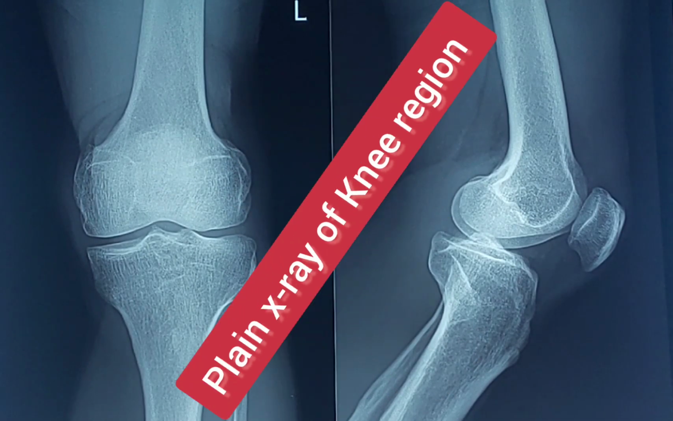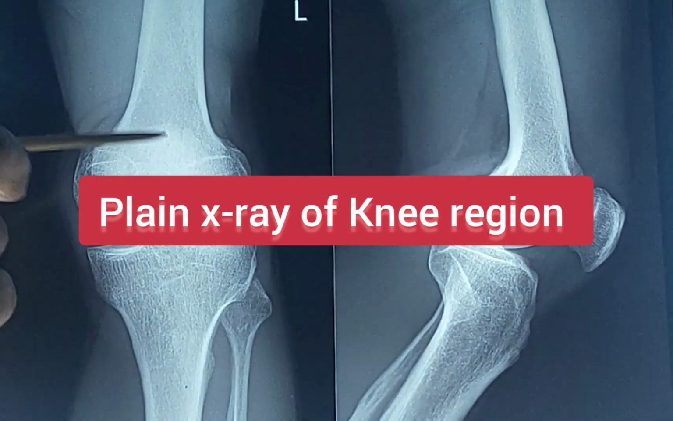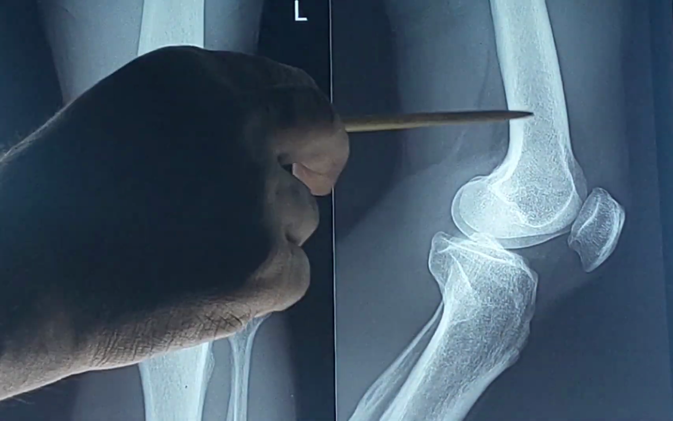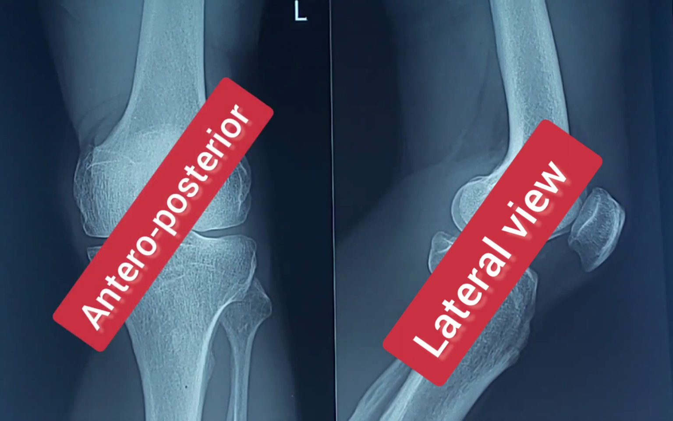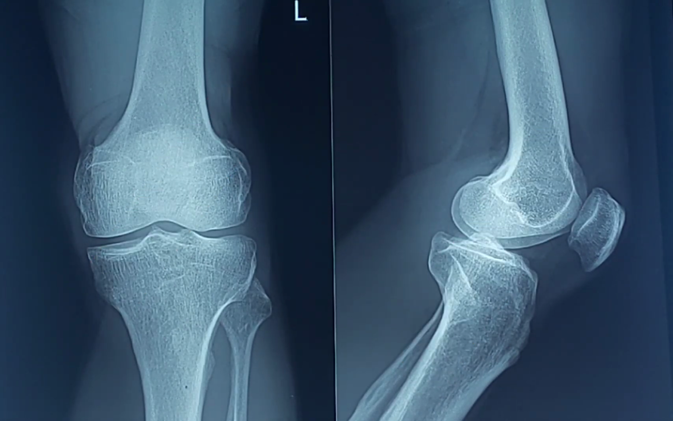Hello students, now I will show you another X-ray plate. This X-ray film is the X-ray of the knee region. This is in anteroposterior view and this is in lateral view, and both are plain X-ray or straight X-ray. So what are the bones and joints we can see in this particular film?